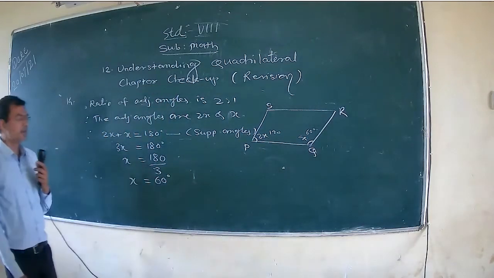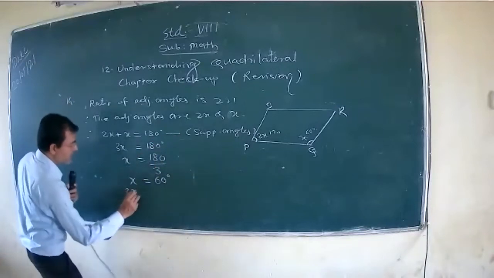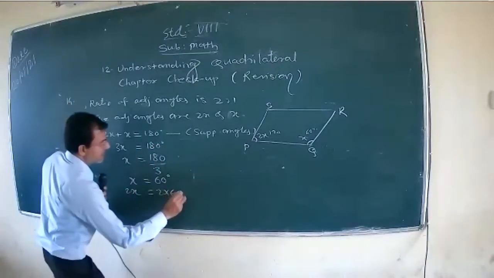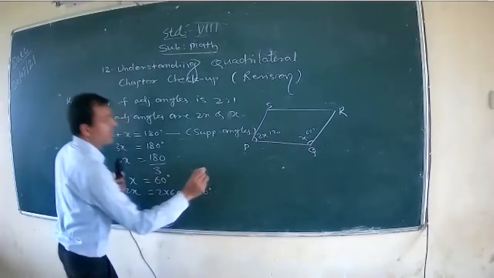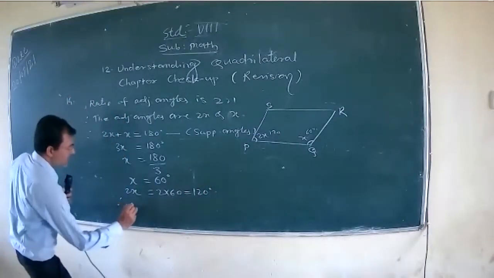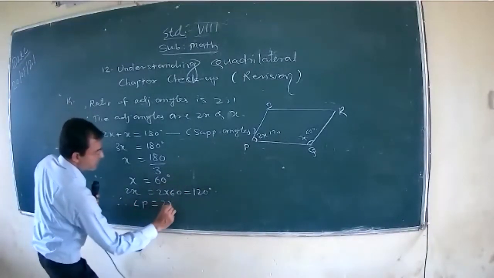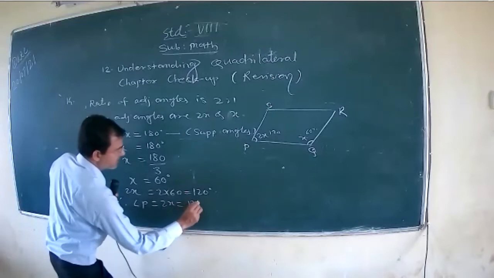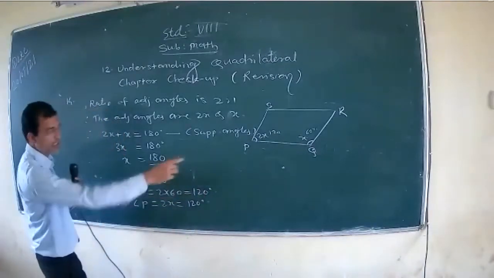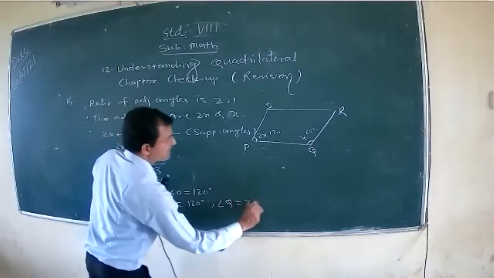Understood. x is equal to 60 degrees, and 2x is equal to what? 2 into 60 means 120 degrees. Okay, so therefore you can write here: angle P is equal to 2x is equal to 120 degrees. And angle Q is equal to x is equal to 60 degrees.